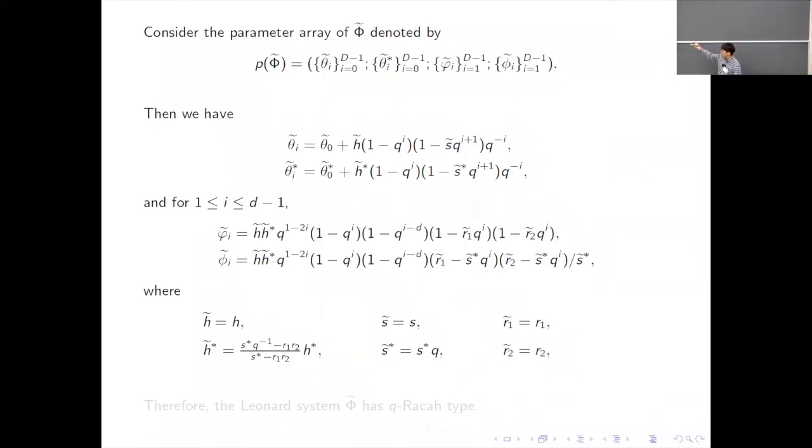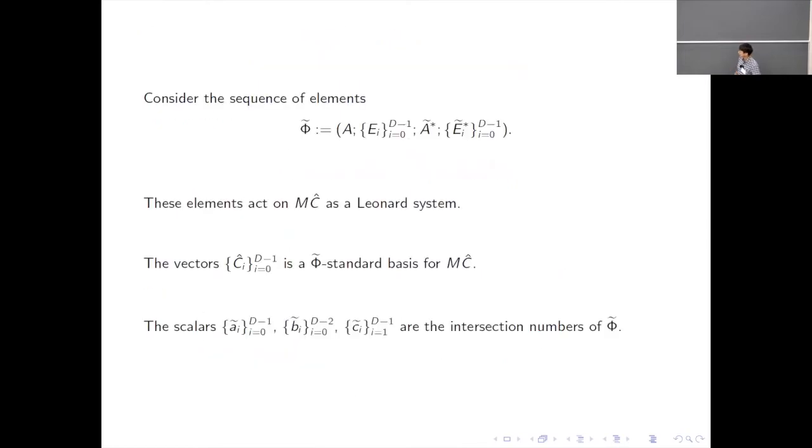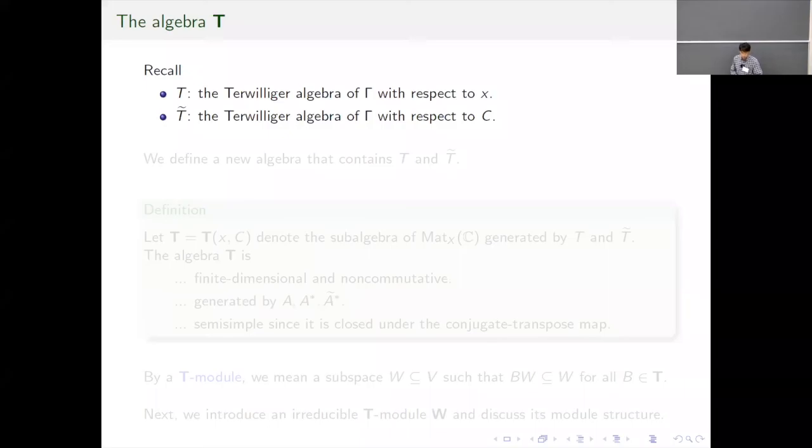Actually, we can obtain this formula by comparing the dual eigenvalue with respect to X and the dual eigenvalue with respect to C. So it turns out that this system has Q-Racah type. Now, we recall the Terwilliger algebra of gamma with respect to X and the Terwilliger algebra T tilde of gamma with respect to C. Here I should remark that our vertex X is not an arbitrary vertex in X. It should be a vertex in the Delsarte clique C.